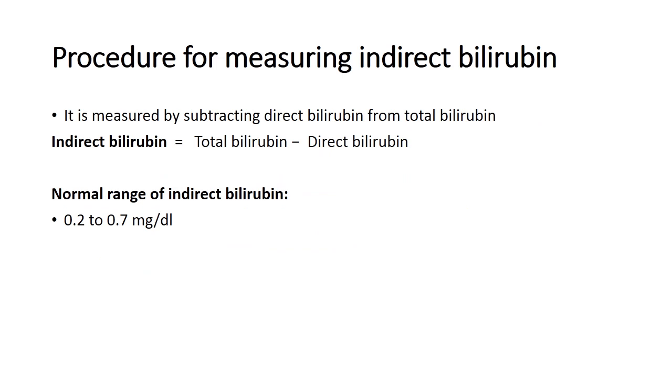Procedure for measuring indirect bilirubin. Indirect bilirubin is equal to total bilirubin minus direct bilirubin. Normal range of indirect bilirubin is from 0.2 to 0.7 milligram per deciliter.